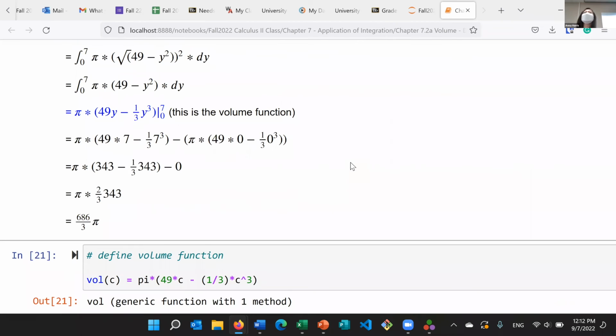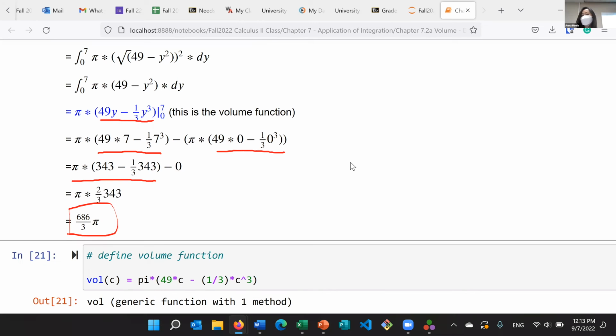Now then, we just plug it in. First one, I'm replacing all the y with what? 7. What's the next one? You're replacing everything with what? 0. So you simplify that, then that's what you have. That's something you can just put in your Julia to do, okay? Or you can use a calculator, whichever. And then when you simplify that, you end up with 686 pi divided by 3.